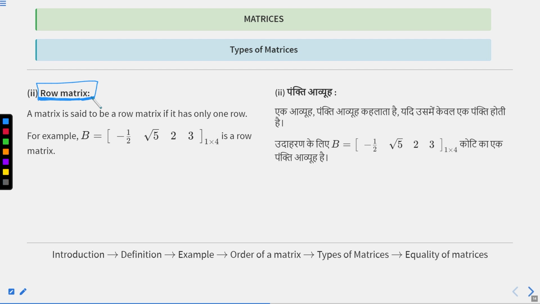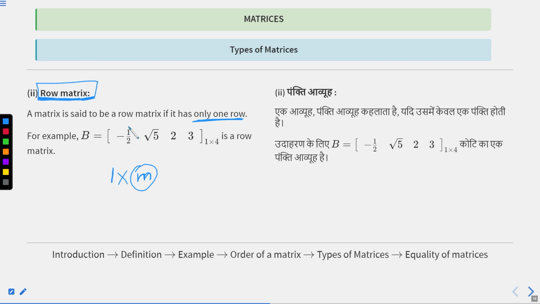The same will be happening here. So row matrix means a matrix having only one row. If you are talking about its order, the order will always start with 1 and multiply with how many columns you are having. Suppose you are having m columns, then it will be 1 cross m.